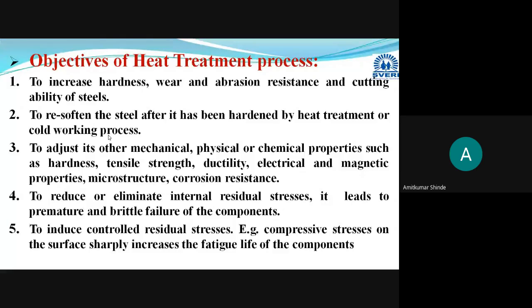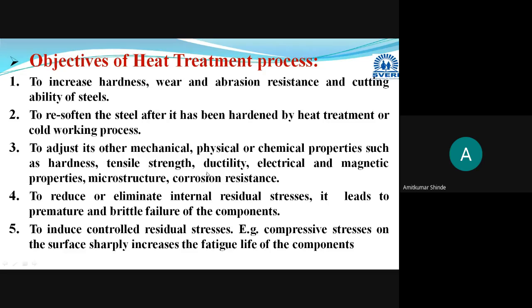Then it requires increasing the ductility of that material, and that can be achieved by performing a heat treatment process. That is, you can perform an annealing or normalizing process on it to resoften that material. Resoften means we are going to increase the ductility and machinability, or make the material softer in nature. Then the third objective, this part we have already discussed.